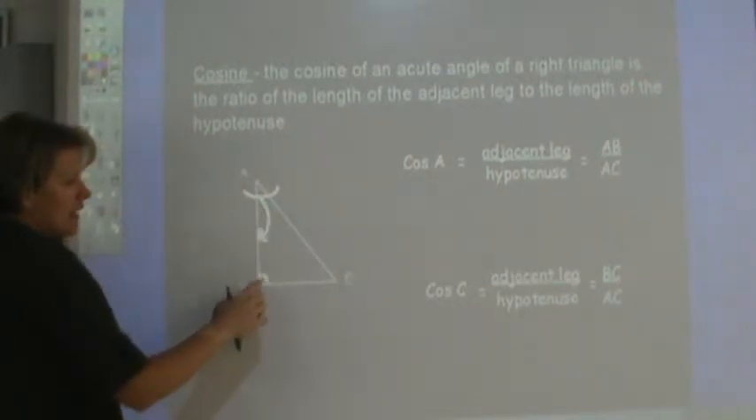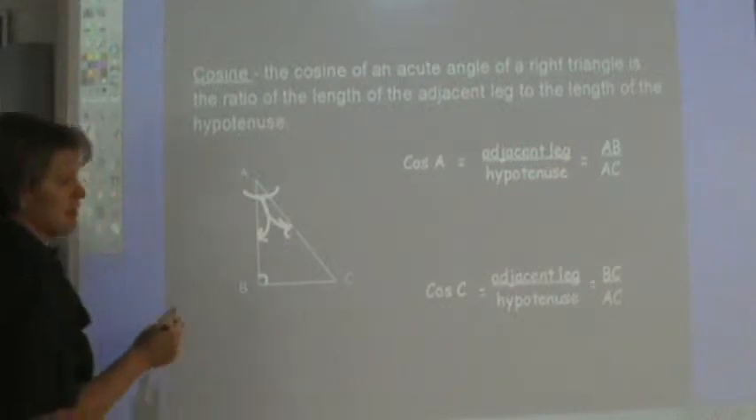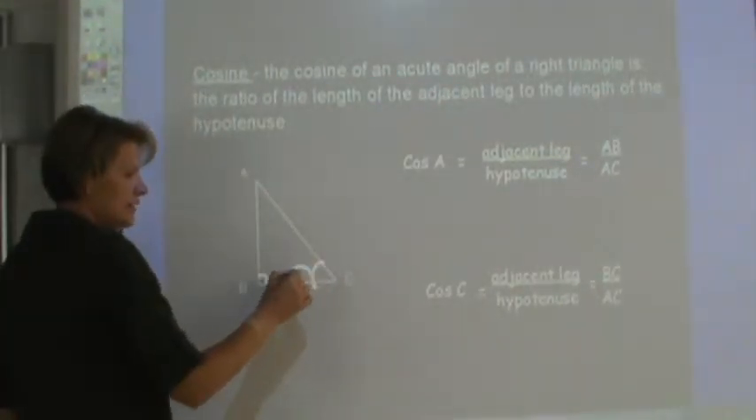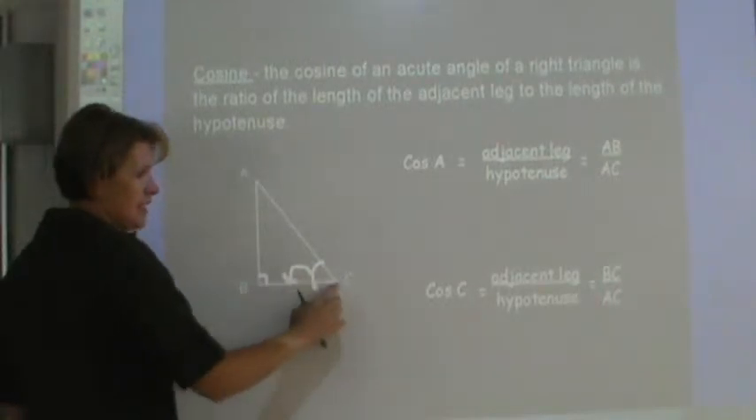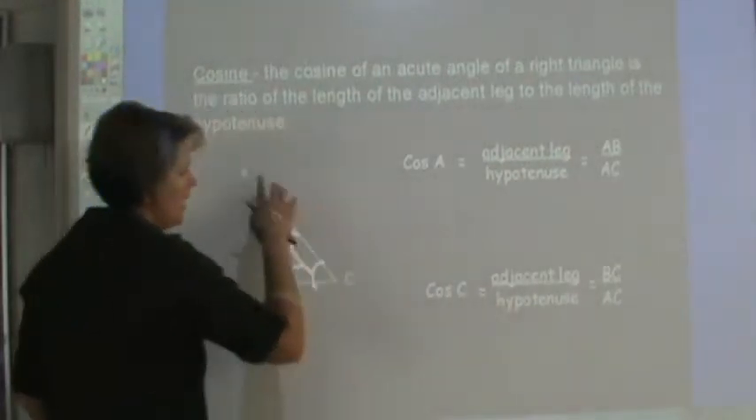And the hypotenuse, again, is always the one opposite from your right angle. So that's going to be AC. If I'm looking from C, the adjacent leg is this one right here, BC. And then the hypotenuse, again, is right there at AC.